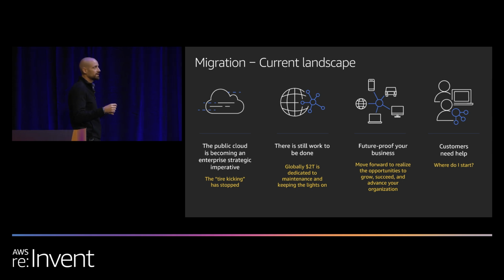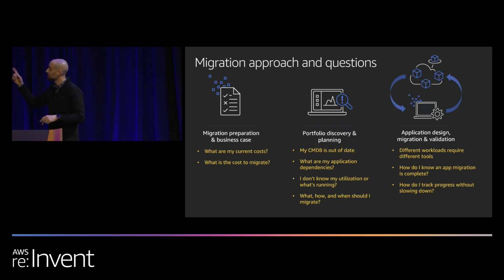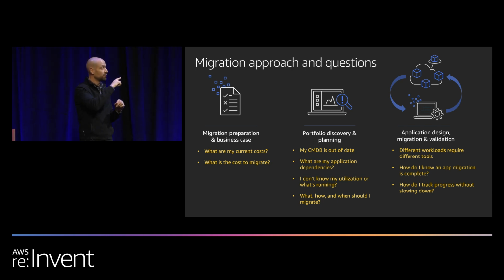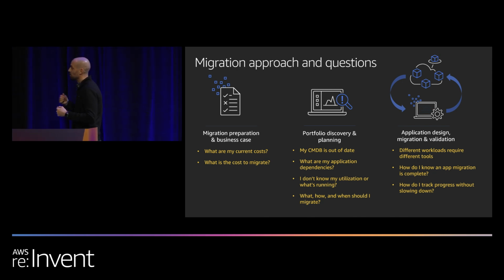When we talk about how to start, we talk about the migration approach and questions, right? And we're still on the current landscape slide, sorry. So we talk about this one. And this is essentially our mental model, and it breaks over 3 phases. So the very first one is the preparation and the business case. So you're never going to move an application until you understand the return on investment. So what are my current costs, and what am I going to save?